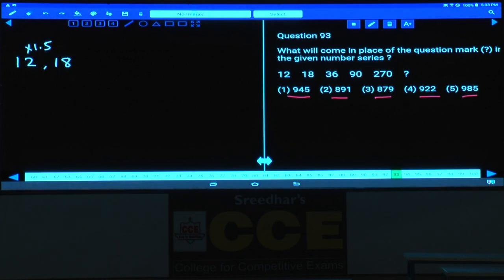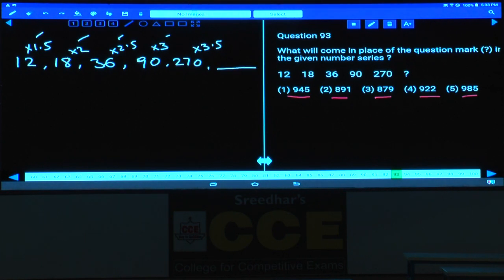Tell me whether we can write like that or not. 12 into 1.5 is 18, and next one 18 into 2 is 36, and next one 36 into 2.5. What is 36 into 2.5? 90. And next one 90 into 3, 270. And the next one 270 into 3.5, that is, into 1.5, 2, 2.5, 3, 3.5. 270 into 3.5 is so much? 27 into 3, 81. And 27 into 0.5 is how much? 13.5. Hence 810 plus 135, 945, that is choice 1 is the answer. Clear now? Each of these numbers is multiplied with 1.5, 2, 2.5, 3, 3.5.